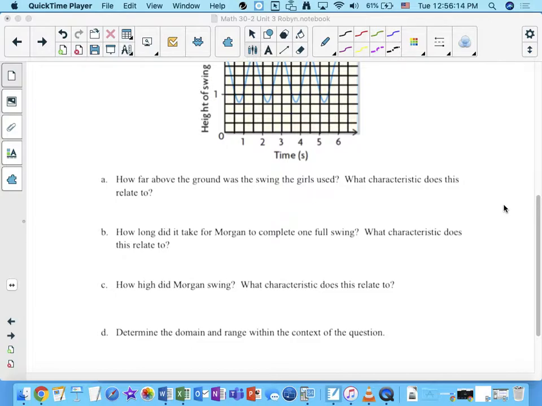What do you think? The min, yes, exactly. Because when you're at the bottom of the swing, which is the minimum height that you could possibly be, that's when you're directly above the ground. Exactly. Good. Okay, so how far above the swing? Well, we've got to look at where the min value is, right?